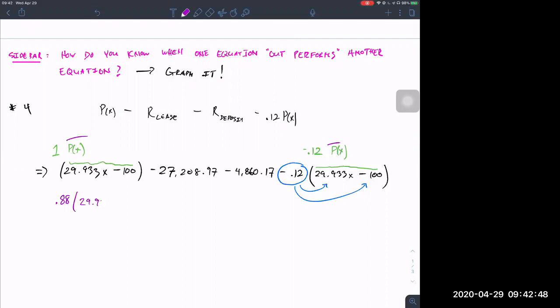times 29.933x minus 100. And of course, these two stay the same in black because they're just numbers. And then that last term disappears. Now, do you have to do it this way? Far from it. That's why I had to acknowledge first and foremost that if you distribute that and you do everything correctly, then it just works the same.